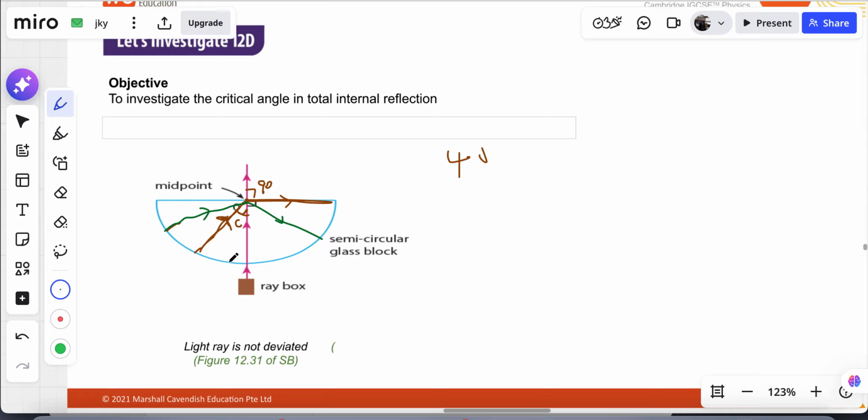So we start by choosing angles with this ray box. You choose angles maybe 10, 20, 30, up to 40, and you get refraction out from here. Then when you get to a certain angle, let's say between 40 and 42, the angle of incidence for which the ray moves along the boundary is called the critical angle. When you increase it to 60, 61, 62, 63, then all the rays are reflected. That point is called total internal reflection.